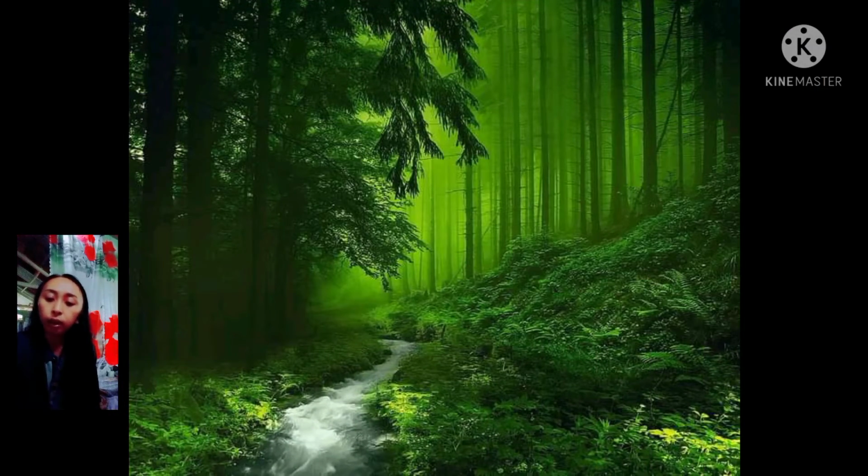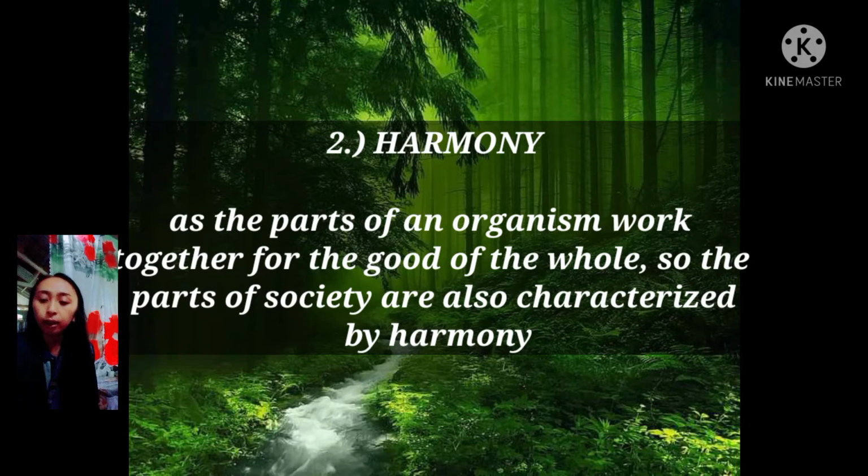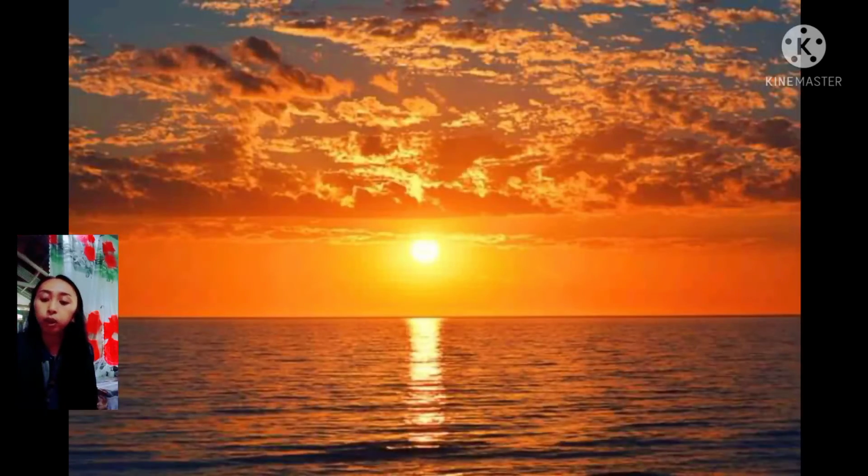The second one is harmony. Harmony, as the parts of an organism work together for the good of the whole. So the parts of society are also characterized by harmony. Functionalist theory focuses the most also on the harmony of an organization. The harmonious relationship towards each other as part of one society, one team, and one goal is the main focus of functionalist theory. The said theory sees to it that an organization works together for the good of the whole.